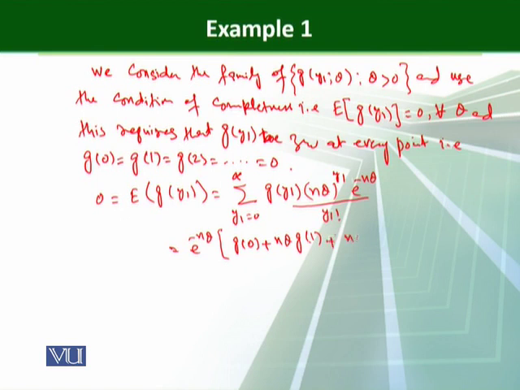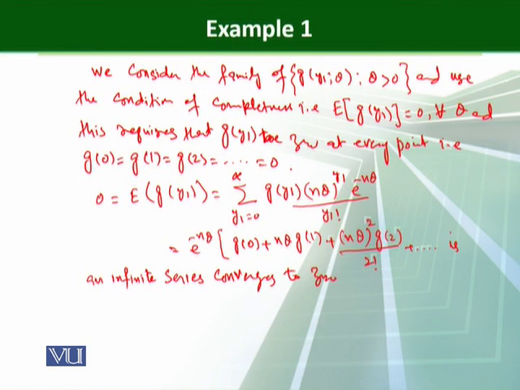The next one is n theta square into g of 2 over 2 factorial, plus so on, an infinite series, and the infinite series converges to 0 for all theta. Basically we assume the series in terms of theta converges to 0 for all theta.